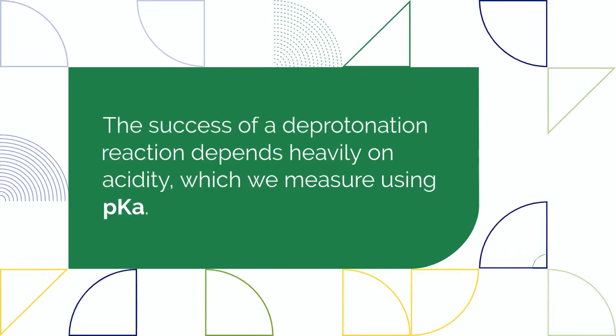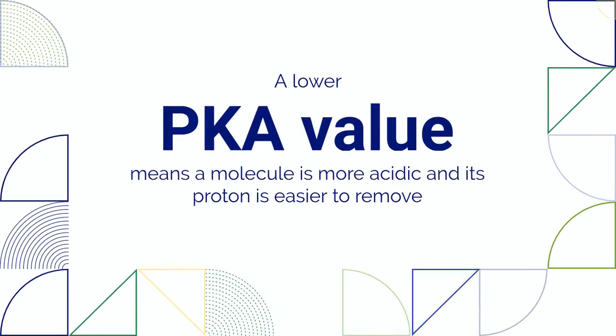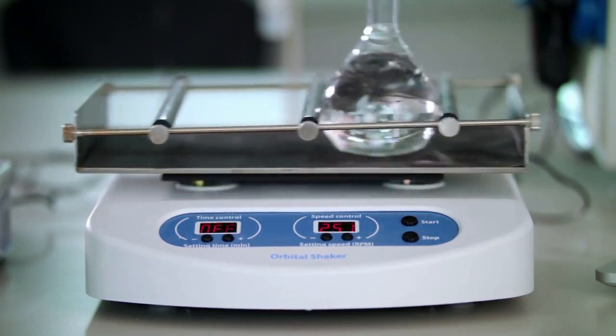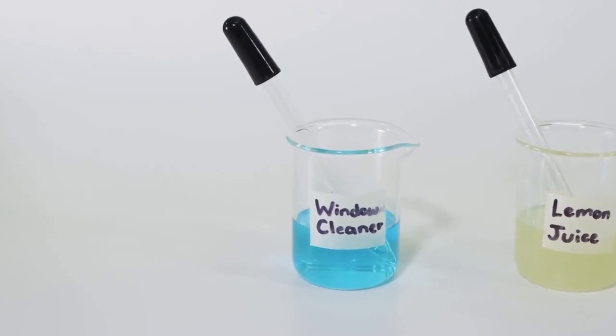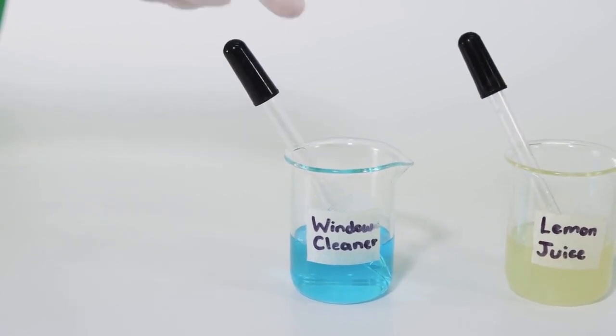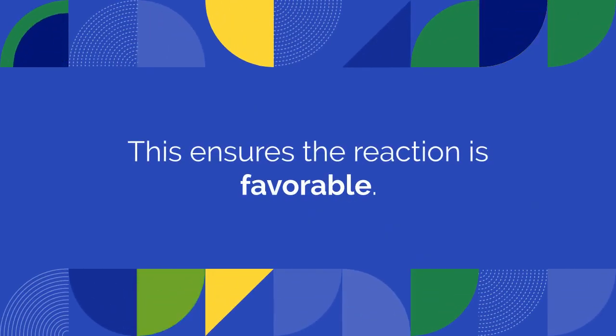The success of a deprotonation reaction depends heavily on acidity, which we measure using pKa. A lower pKa value means a molecule is more acidic and its proton is easier to remove. To deprotonate a specific acid, you must use a base that is strong enough for the job. The general rule is that the conjugate acid of the base you use must have a higher pKa than the acid you are trying to deprotonate. This ensures the reaction is favorable.